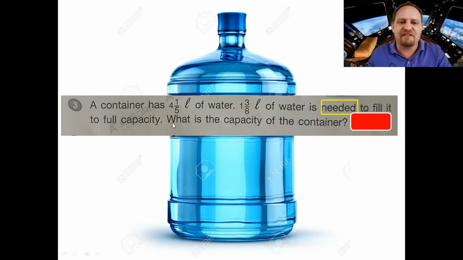So let's pretend that 4 1/5 gets you where my arrow is, but you need an extra 1 3/8 to get it to the top. Okay, what is the capacity of the container? So what is the total capacity of the container? Total is a key word. That would mean altogether, wouldn't it? Okay. Good, and last question, and let's go to question 4.